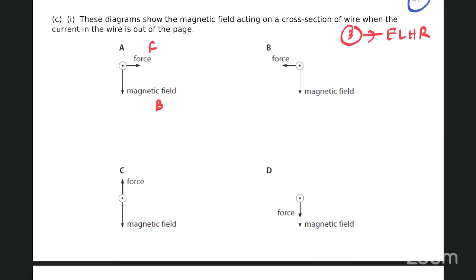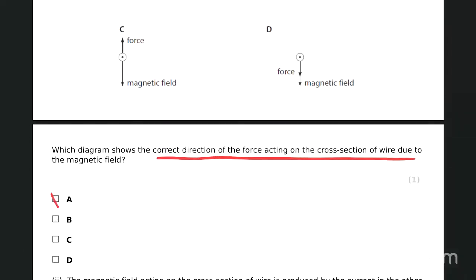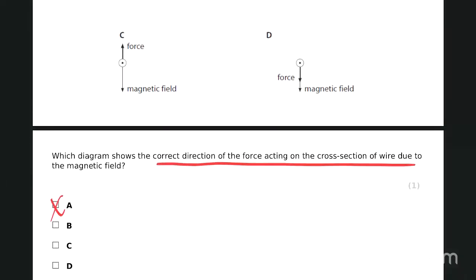So you can use it for A: the thumb will be giving you the force, the current will be the middle finger, and the magnetic field will be the index finger. If I get this one, this is going to be our correct answer, right? There's no need of checking the other ones. So the answer will be A, right?